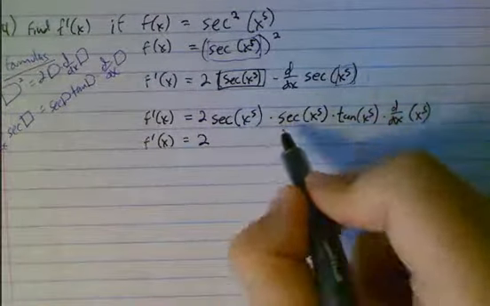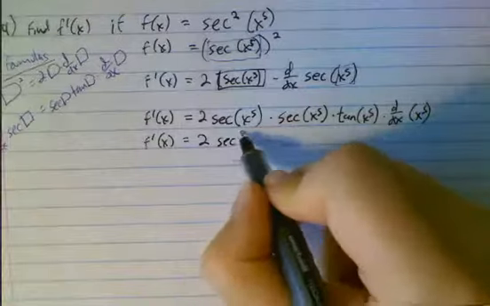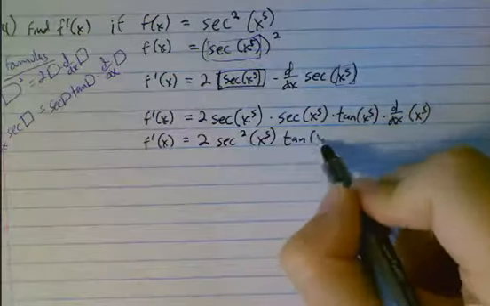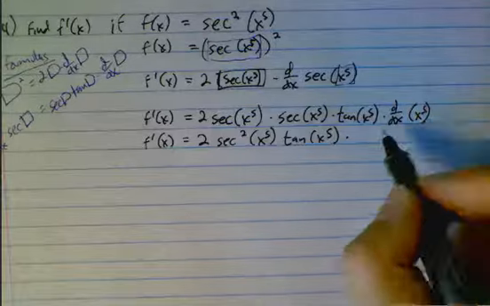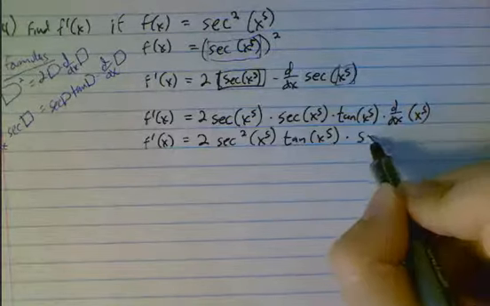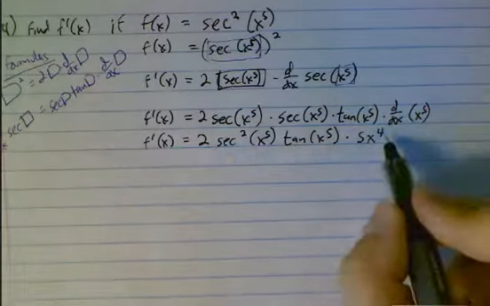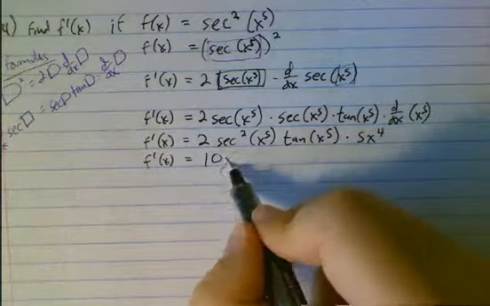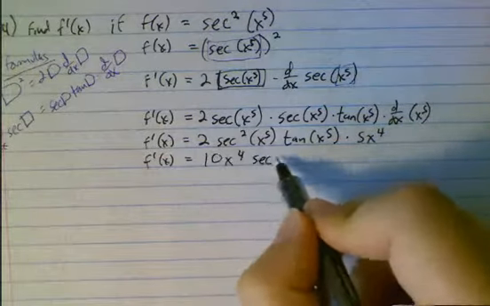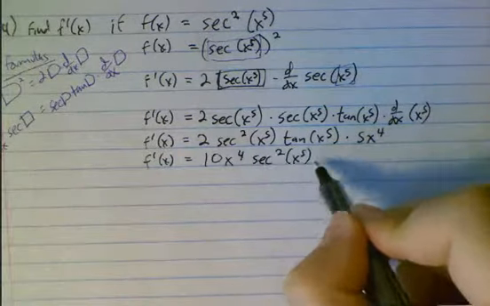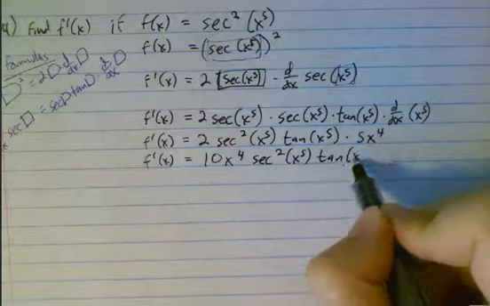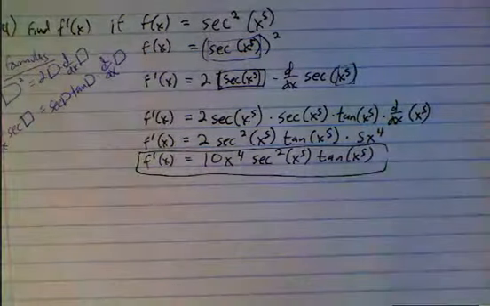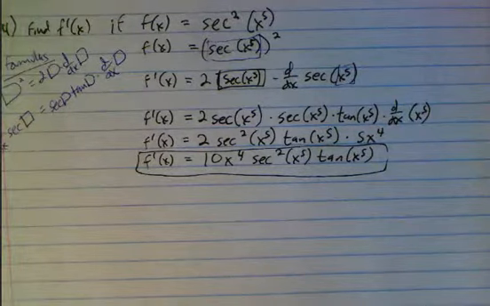Secant of something times secant of the same thing is secant squared. This is 5x to the 4th. This and this can be multiplied together. And there we go.